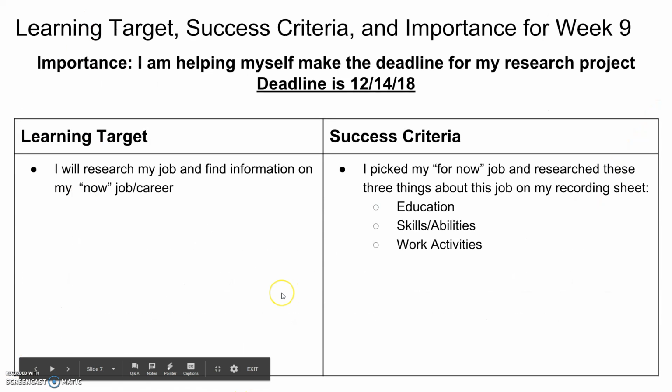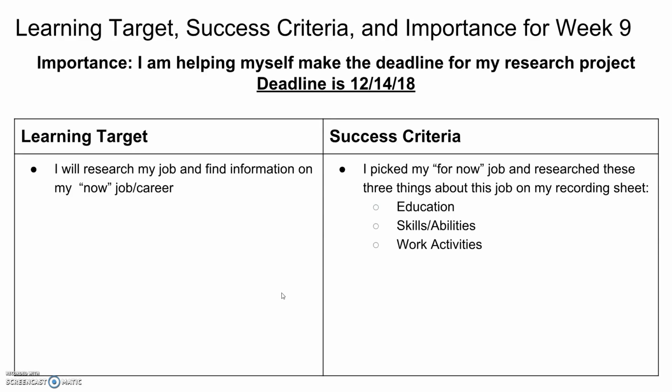Okay, so here's what's up. Our learning target, success criteria, and our importance. Oops, sorry, for week 9. For Q2, week 1. Okay, I'm helping myself make the deadline for my research project. That's our importance. Our deadline, you guys, is the 14th of December because I will be leaving to go to my brother-in-law's wedding on the 19th.